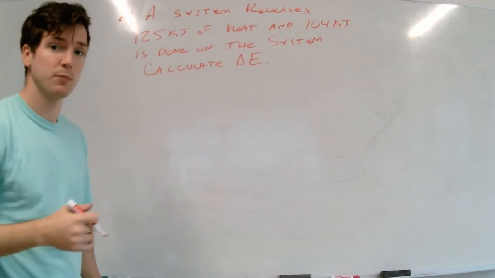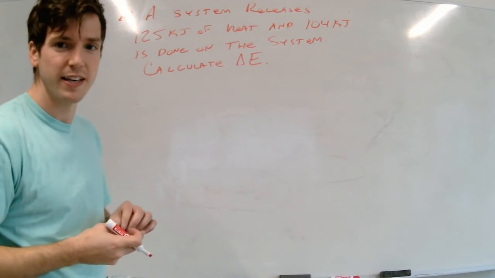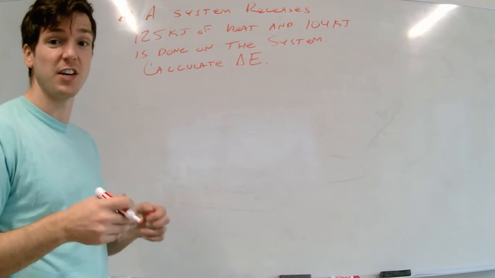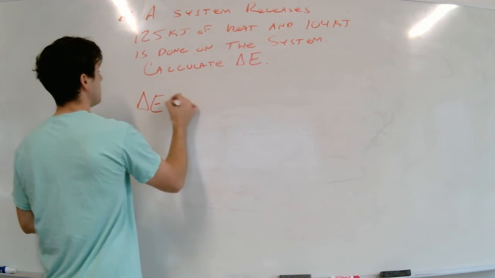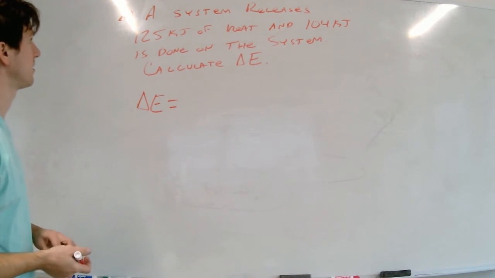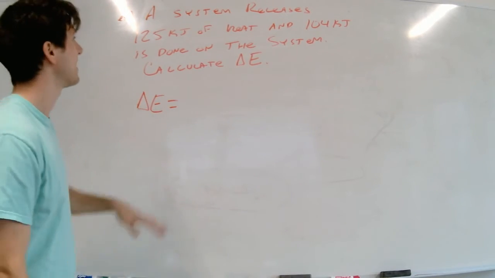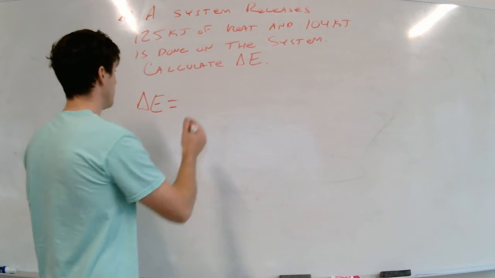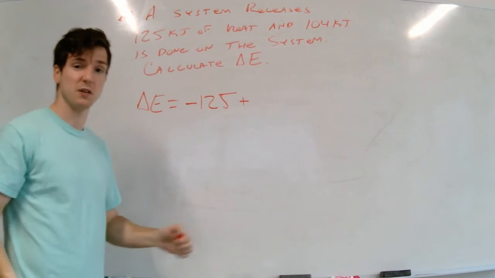So our next example, it says a system releases 125 kilojoules of heat and 104 kilojoules is done on the system. Calculate delta E. So again, we're finding Q and W and just determining the sign. So we got 125 kilojoules of heat, so that's our Q, and it says it was released. So our Q is going to be negative. Heat's released, it's going to be negative.